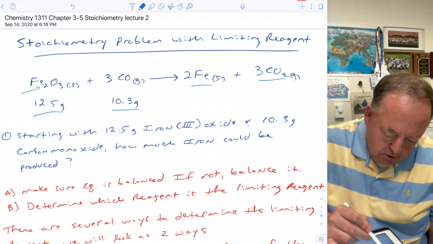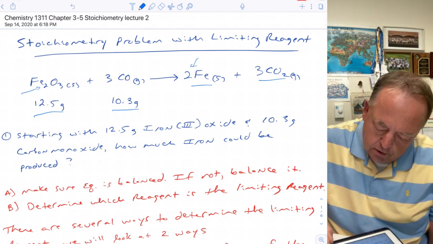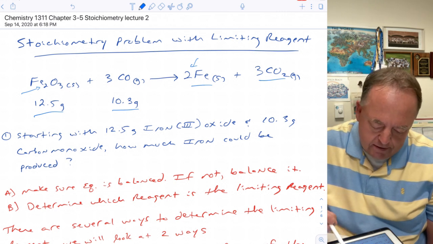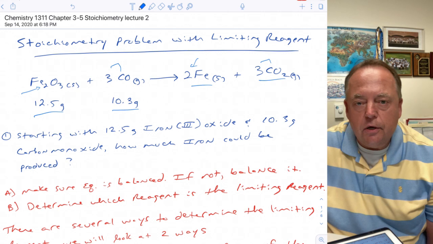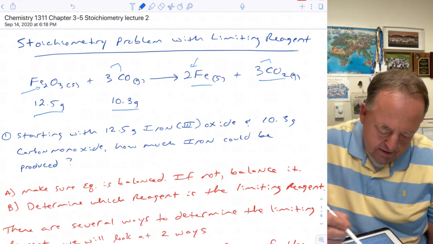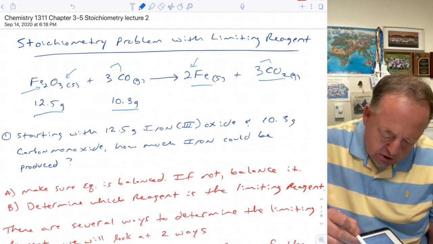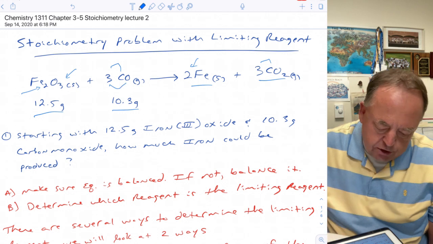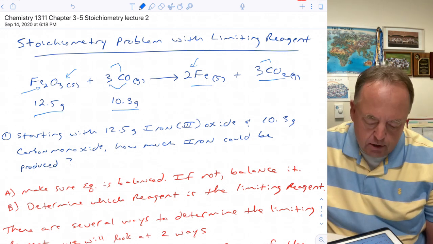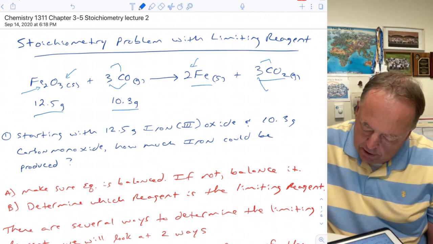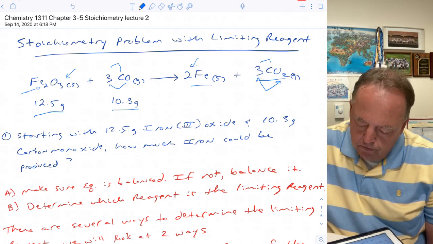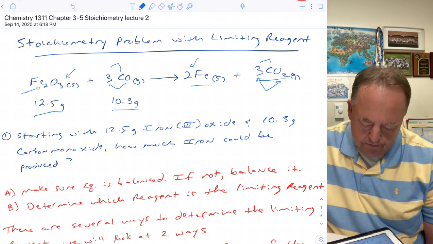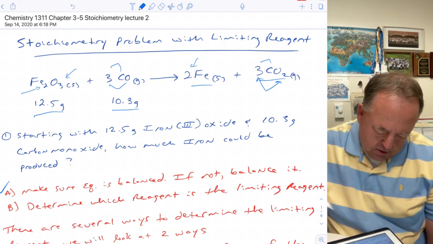So we've got 2 irons on the left and 2 irons on the right, so iron is balanced. We have 3 carbons on the left and 3 carbons on the right, so carbon is balanced. And then we have 3 oxygens here and another 3 oxygens here, so we've got 6 oxygens on the left and 6 oxygens on the right, because you would take the 3 times 2. So the equation is balanced. Okay, so that is done.